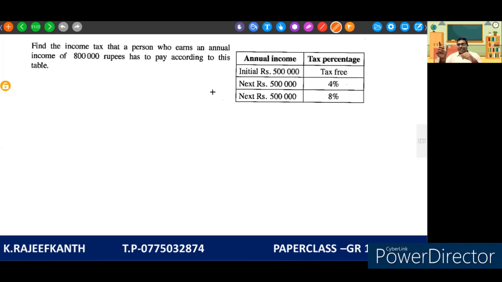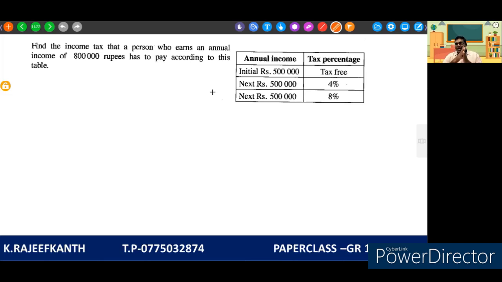Here they will charge 4%. If your annual income is 1,200,000, you don't need to pay the first initial 500,000. Then for the next 500,000 you have to pay 4%. For the balance 200,000 you have to pay 8%. This is the way to pay the income tax.